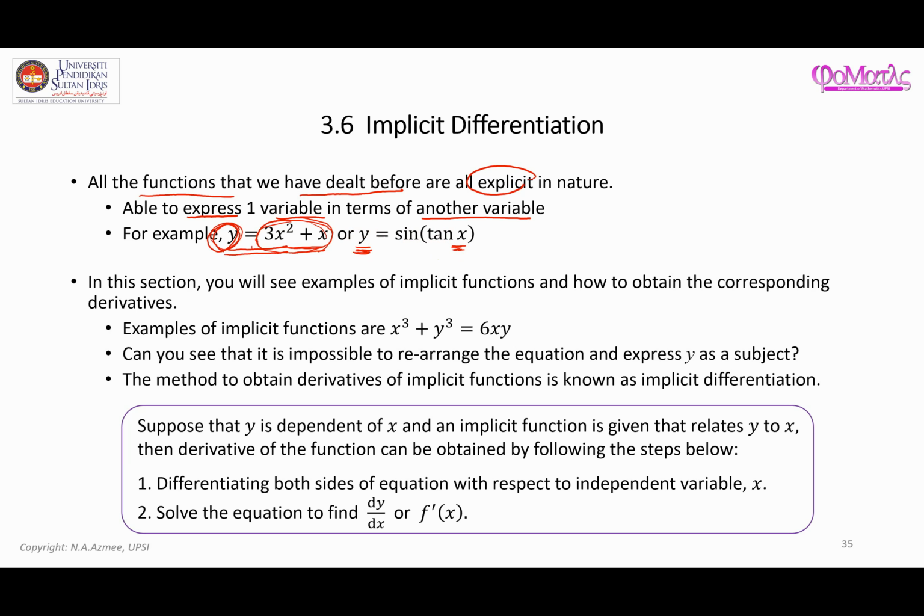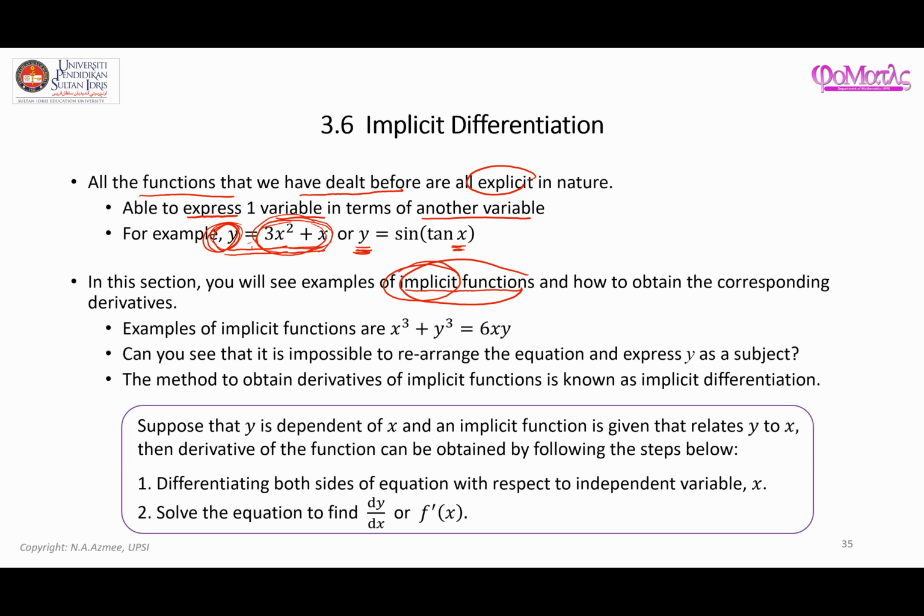Now, in some circumstances, you will see examples of implicit functions, and you might be asked to get the derivative of this type of function. So what is the meaning of implicit function? Implicit means something where it is not stated clearly. You are unable to obtain the function as clearly as what you have seen in this example here.